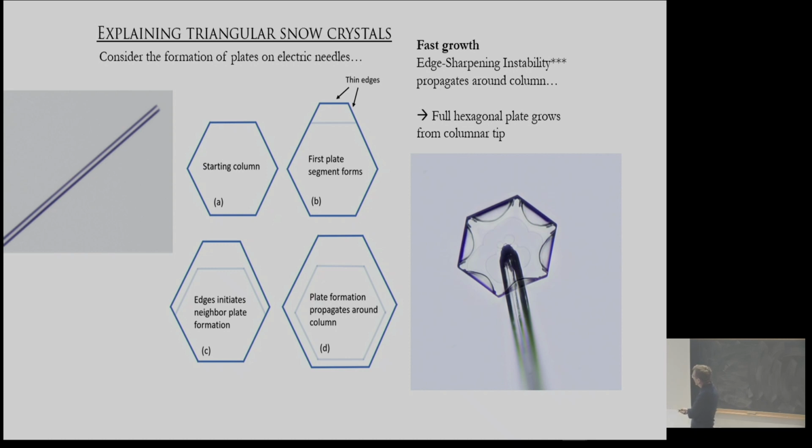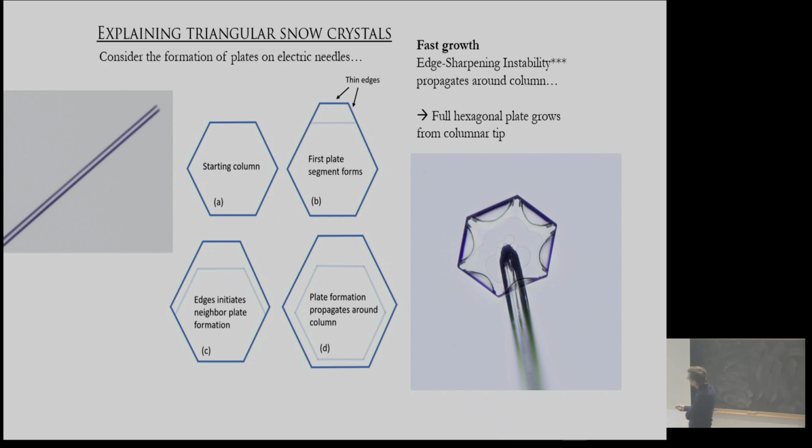Now we're going to look down on the column, and we're going to assume this theory that I just described is right. So there's this edge sharpening instability. The column is sitting here and starting to grow, and this edge is going to be unstable to this edge sharpening instability. It's not going to happen all at once. It's going to happen on one side first, obviously. What happens is it will grow a little platelet on the edge of that column, a precursor to this.